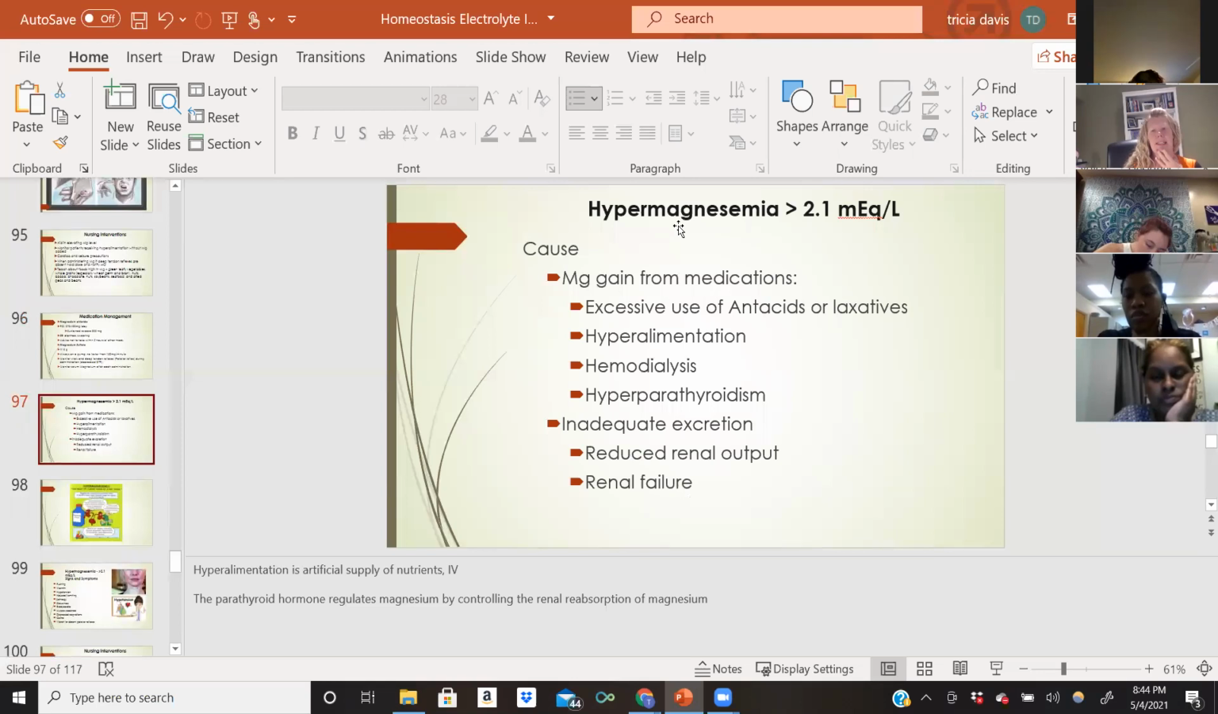So hypermagnesemia is a magnesium level higher than 2.1. This can be from trying to bring up the magnesium from the low magnesium status, and we cause this problem. Excess use of antacids or laxatives. It can come from hyperalimentation, and patients that are on hemodialysis.